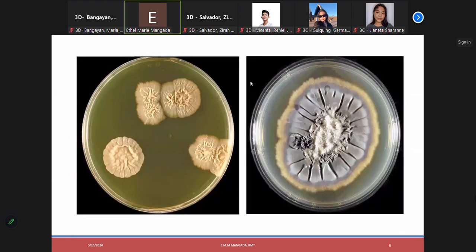So here's a picture of your Sporothrix schenckii. As we said earlier, their description is membranous and wrinkled in appearance. And sometimes when the colony is very old, it becomes leather-like in consistency. So that's your Sporothrix schenckii.